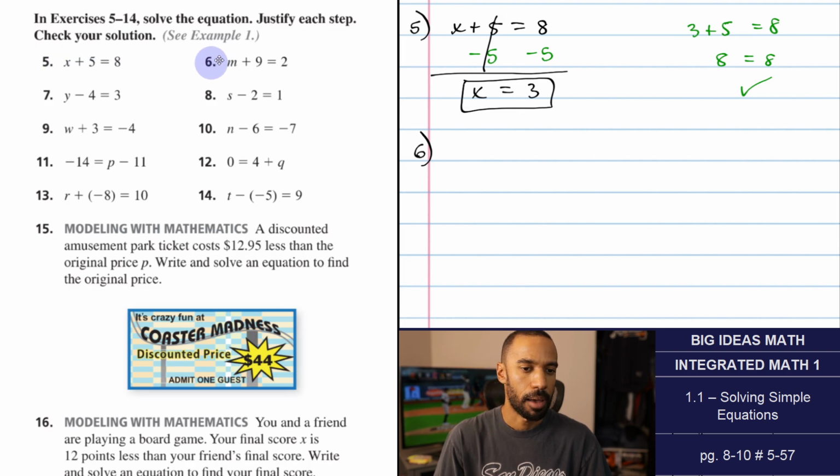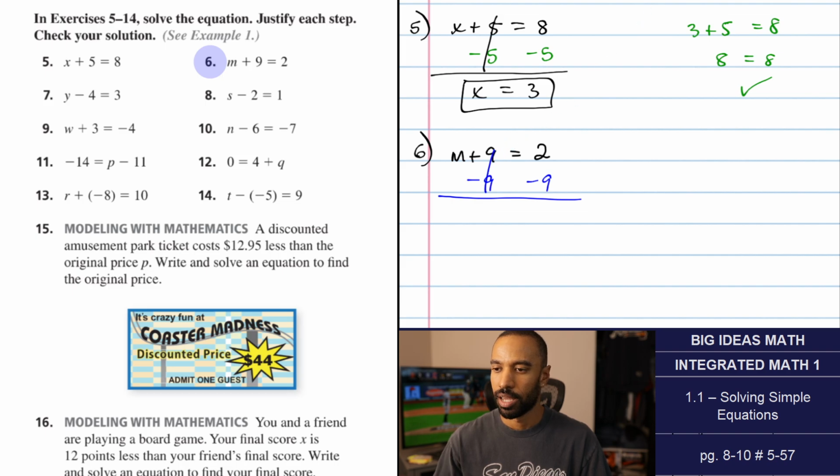Number 6, m plus 9 equals 2. Our goal is now to solve for m. 9 is being added with m. M has been increased by 9, therefore we must decrease it by 9, subtract 9 from both sides of this equation, and now you'll have m equals whatever 2 minus 9 is. 2 minus 9 is the opposite of 9 minus 2. It's negative 7. Let's go ahead and double check that one.